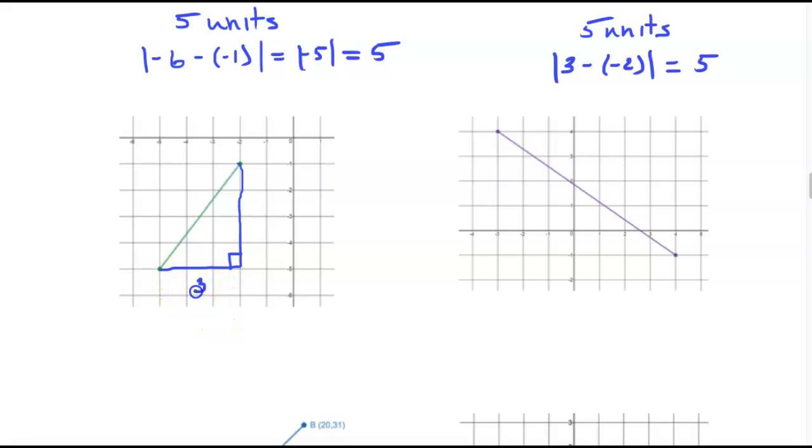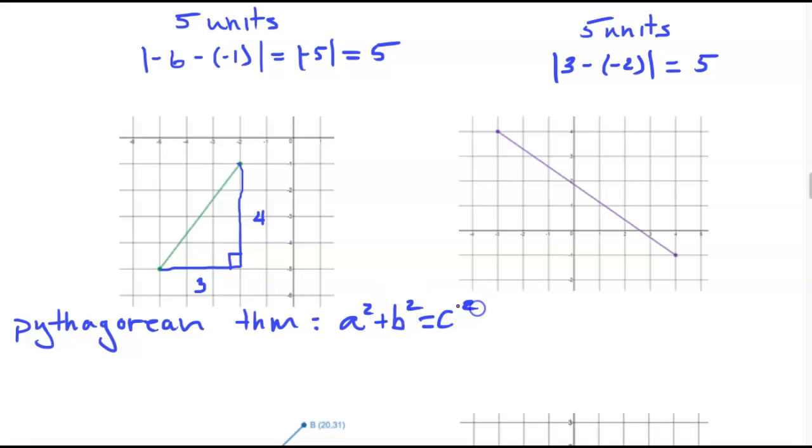So this is 3 units from here to here, and this is 4 units from there to there. And so now this is a right triangle, and right triangles, if you recall, will fit the Pythagorean theorem, which says that a squared plus b squared equals c squared, where these are the two shorter sides and c is the hypotenuse of the right triangle.